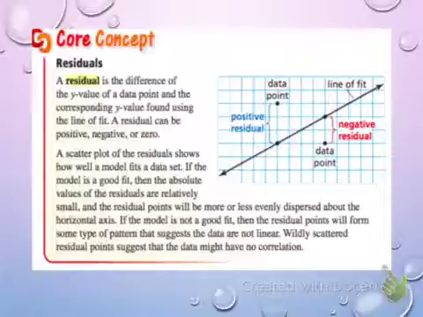A scatter plot of the residuals shows how well a model fits a data set. If the model is a good fit, then the absolute values of the residuals are relatively small, and the residual points will be more or less evenly dispersed about the horizontal axis. If the model is not a good fit, then the residual points will form some type of pattern that suggests the data maybe is not linear. Wildly scattered residual points suggest that the data might actually have no correlation at all.